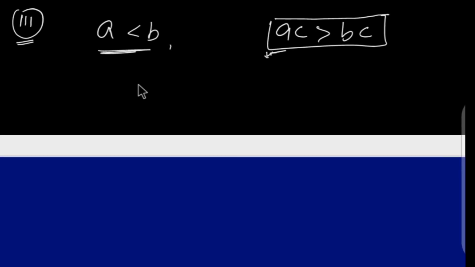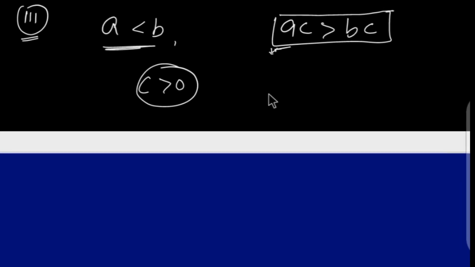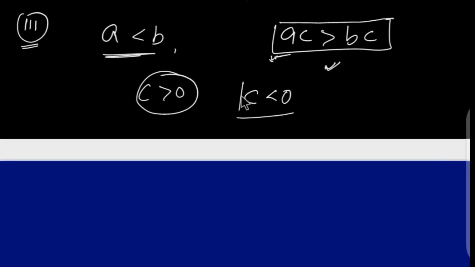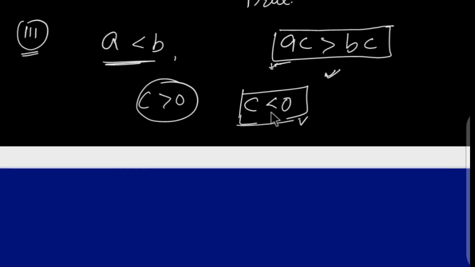So this statement will be false because due to uncertainty of C, if C is positive, then this statement becomes false, and if C is negative, then this statement becomes true. So we don't know the value of C, whether it is positive or negative number. Okay, so then we are going to the next, fourth number.